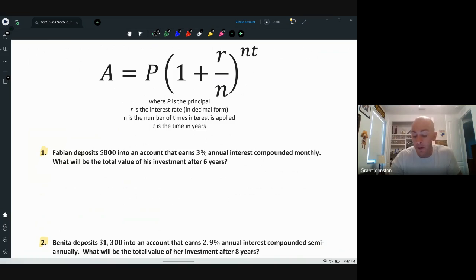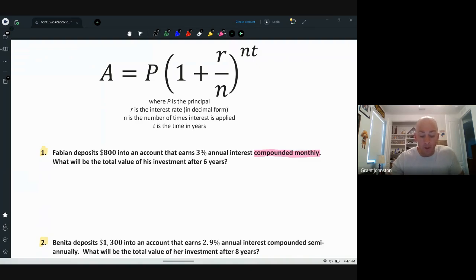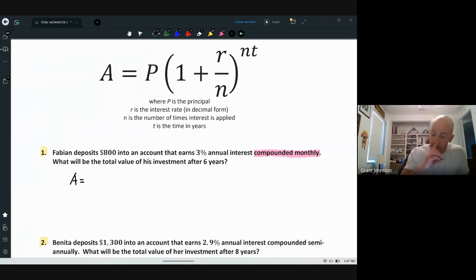$100 into an account that earns 3% annual interest compounded monthly. Okay, so I'm going to highlight that. It's compounded monthly. What will be the total value of his investment after 6 years? Okay, so let's set this up. A equals. Now, let me get back to the compounded monthly part, actually.